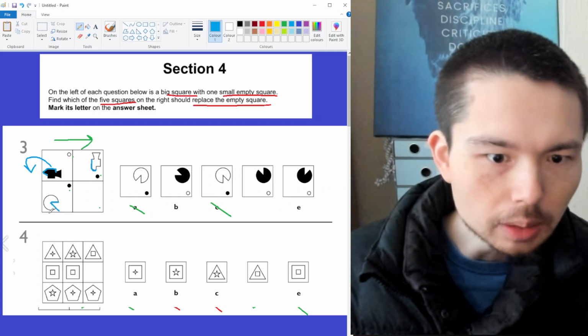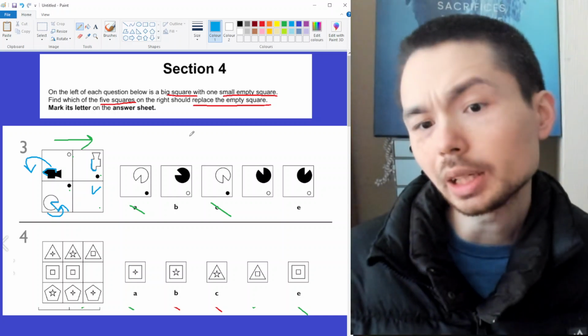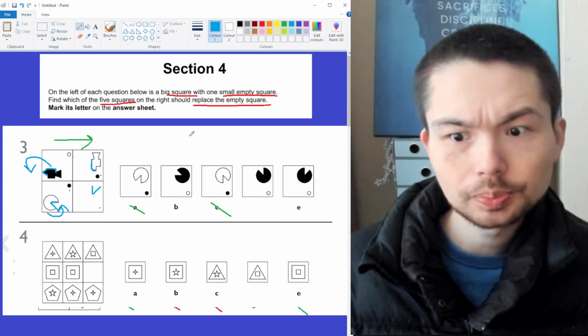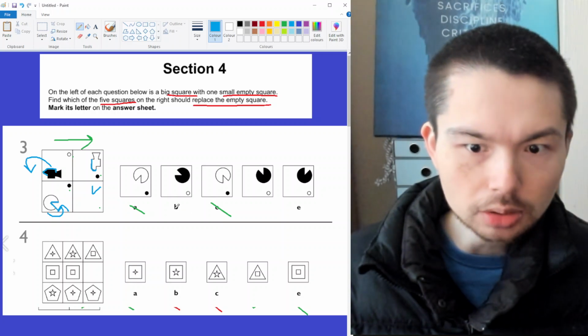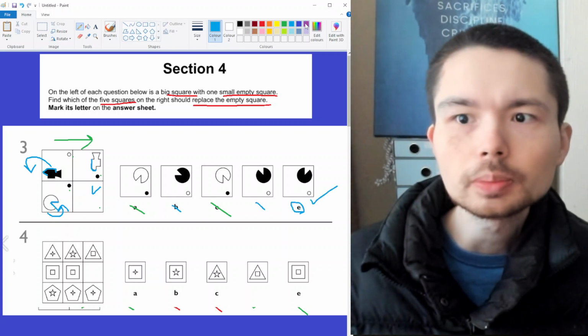Look at that V shape. You're going to spin round like that. So that V shape should be in the top corner. When I did this first time round, that was really looking strange. We want that V shape in the top right corner. E is the answer.